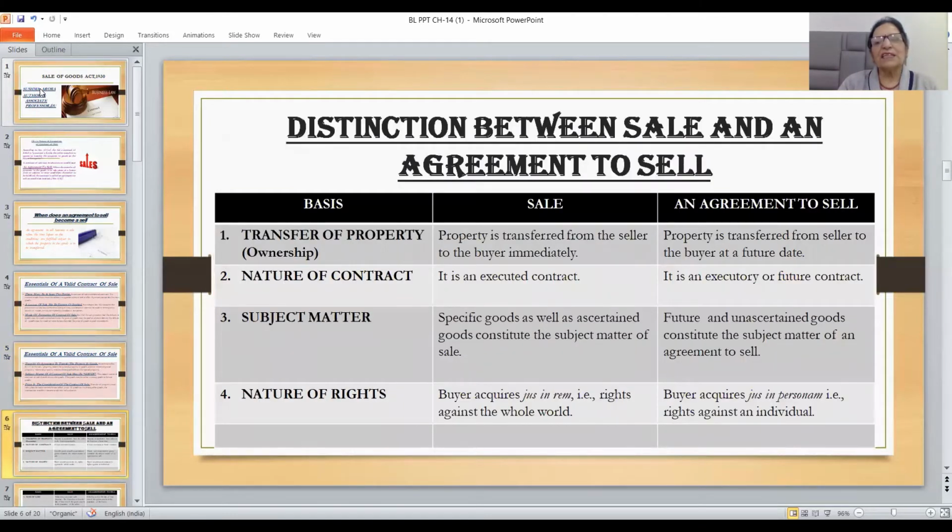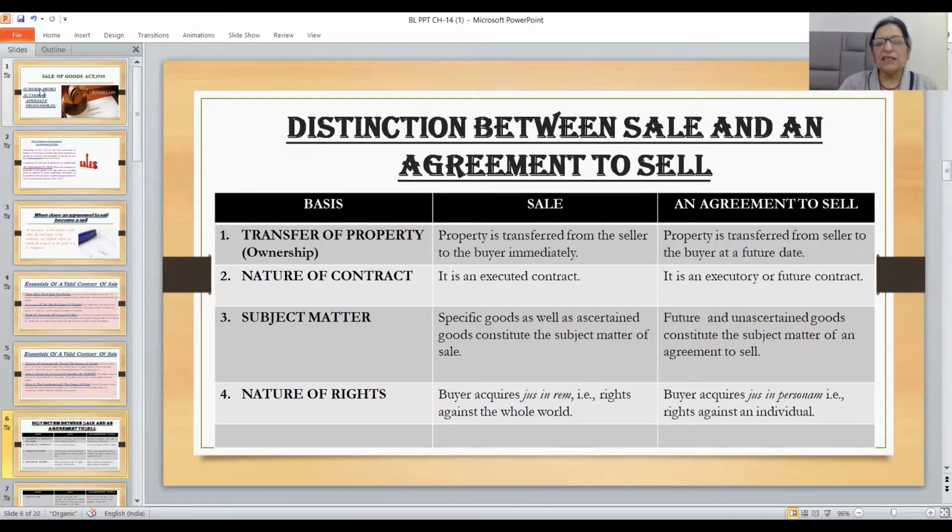So having discussed the essentials of contract of sale, friends, I would like to talk about the distinction between sale and an agreement to sell. This is a very, very important heading from examination point of view. Distinguish between sale and an agreement to sell. There are 8 points of distinction. I'll take up all the points and explain.